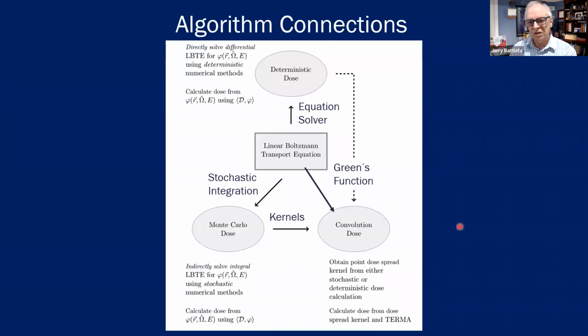These methods are all interrelated. They solve the same problem. They have to be interrelated. The linear Boltzmann equation is really the grandfather of all these methods. If you apply a Green's function technique, which some of you may have learned in electrodynamics, you can end up deriving the convolution algorithm. And so there's a connection here between deterministic doses and this. If you have a Monte Carlo stochastic integration of an integral, you get this, and then you can provide kernels to the convolution method. So they're all interconnected.